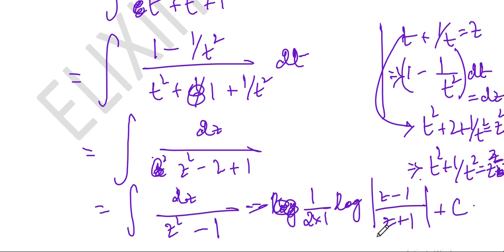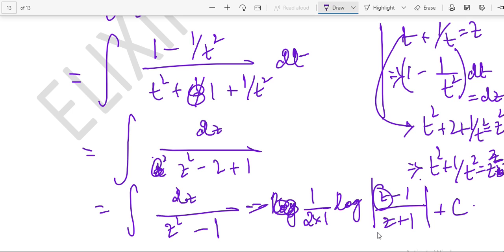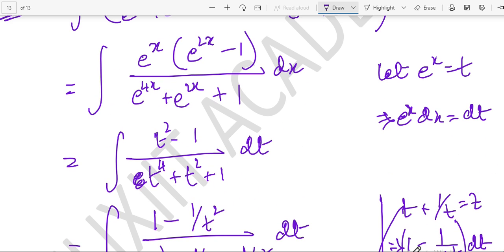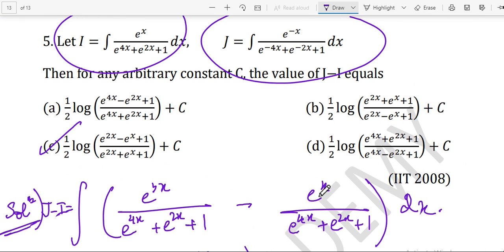So what do you have to do in the last step? You have to simply replace the value of z by t plus 1 by t. Then again, after that, we have to replace the value of t by e to the power x over here. You have to replace back all the values. Then you will get the answer as C.